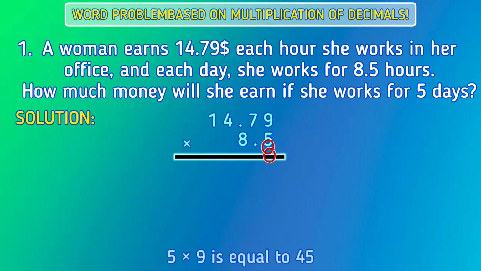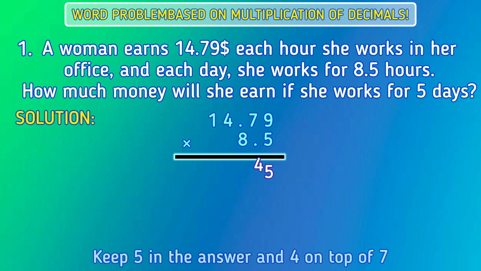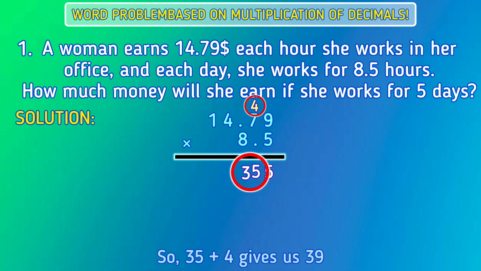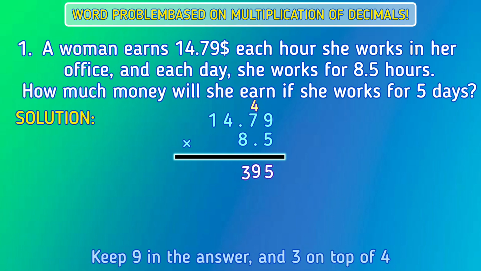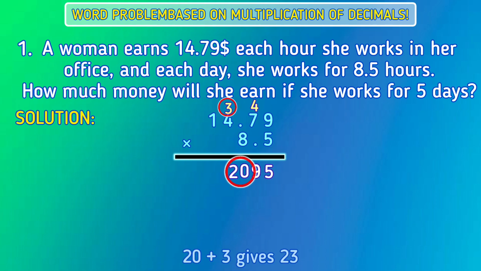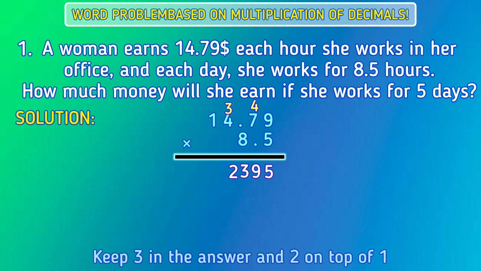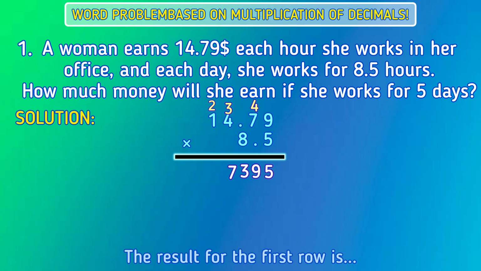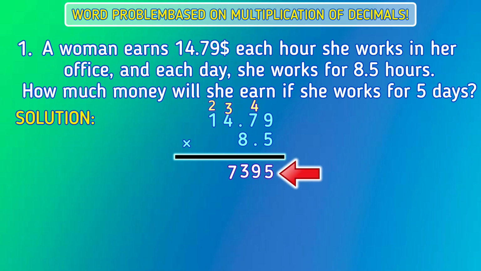5 into 9 is equal to 45. Keep 5 in the answer and 4 on top of 7. 5 into 7 is equal to 35. 4 is on top. So 35 plus 4 gives us 39. Keep 9 in the answer and 3 on top of 4. 5 into 4 is equal to 20. 20 plus 3 gives 23. Keep 3 in the answer and 2 on top of 1. 5 into 1 is 5 and 5 plus 2 gives 7. Keep 7 and so the result for the first row is 7,395.